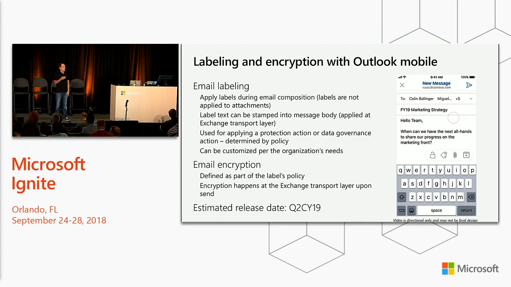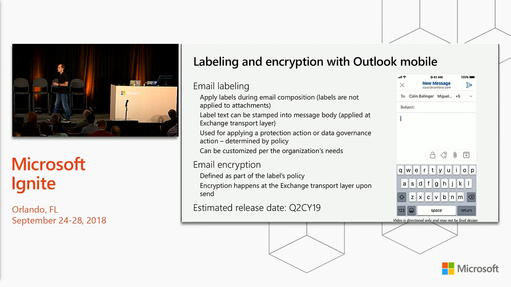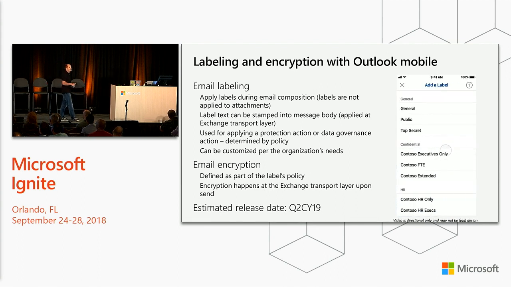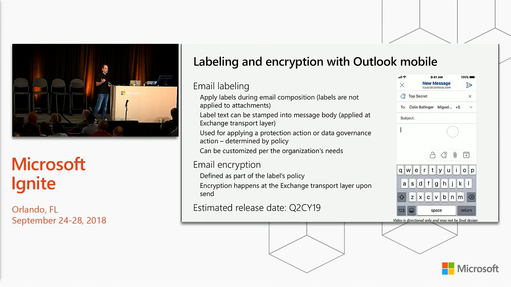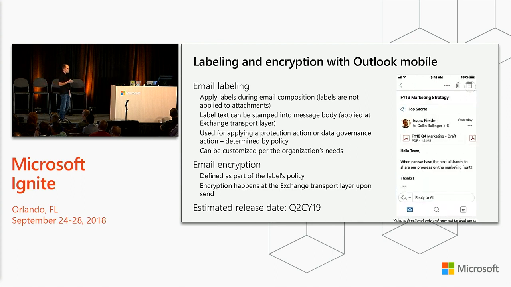In terms of the policy-based actions, those policy-based actions that the label define are triggered during the transport flow. So if that policy-based action says the message must be encrypted, when the message is transmitted to Exchange, Exchange will act on that label requirement and encrypt the message so that all intended recipients receive a rights-managed protected version of that particular message. We expect this to release in the second quarter of calendar year 19, and we'll continue enhancing this as time goes on.